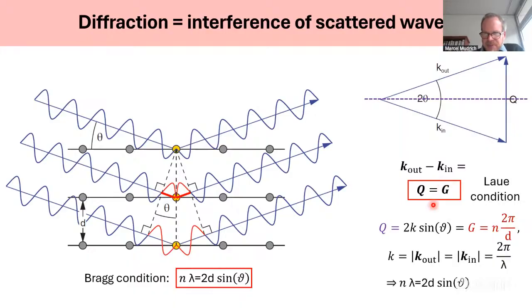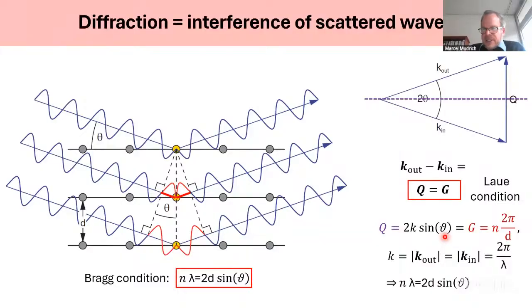And yeah, we can also see that this is actually completely equivalent to the Bragg condition, essentially by looking at the geometry, like that Q relates to K, where K is the absolute value of K in, which is equal to the absolute value of K out, because we consider only elastic scattering. So the length of K in is equal to the length of K out. And then the angle between the two is 2 theta. So Q is 2K sine theta.